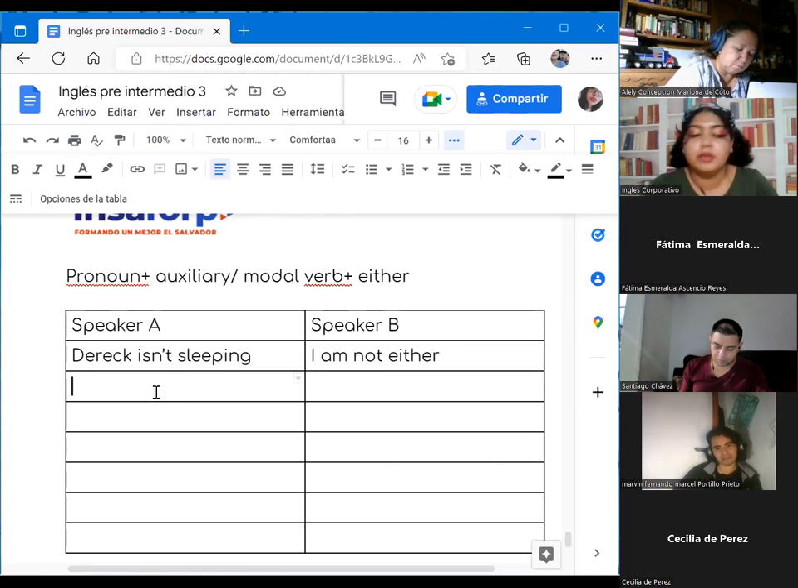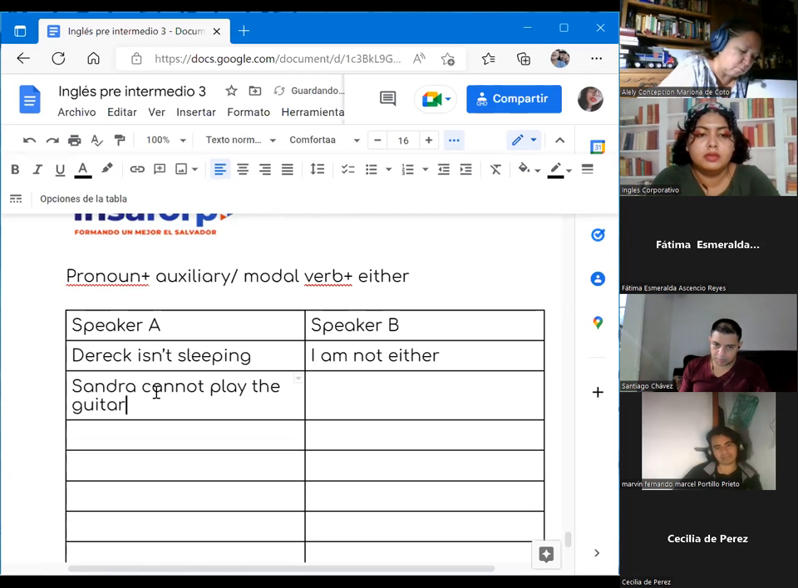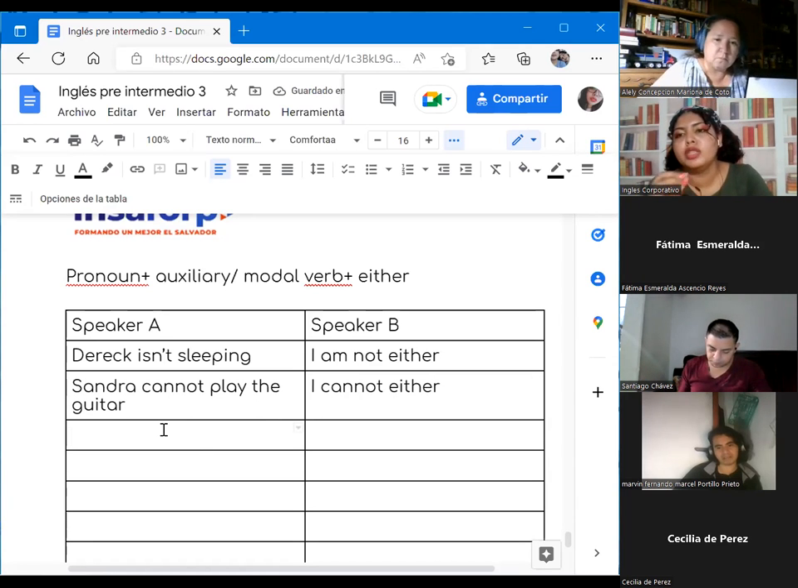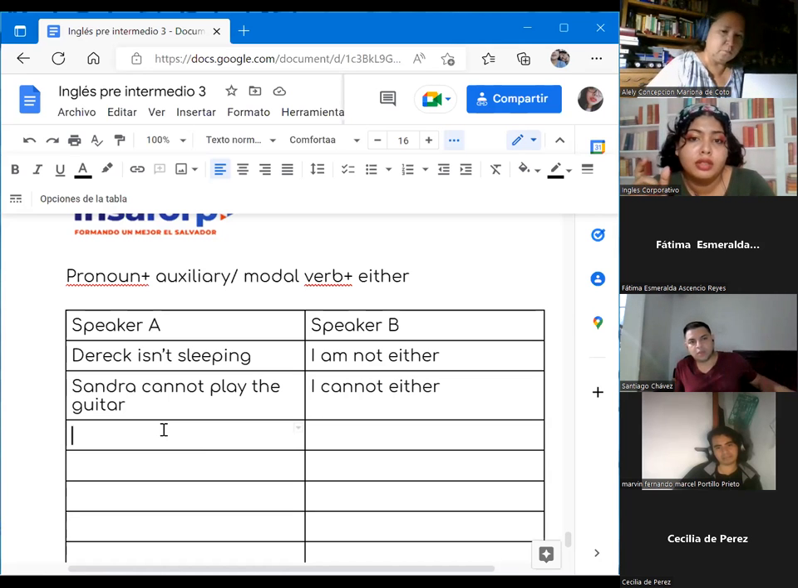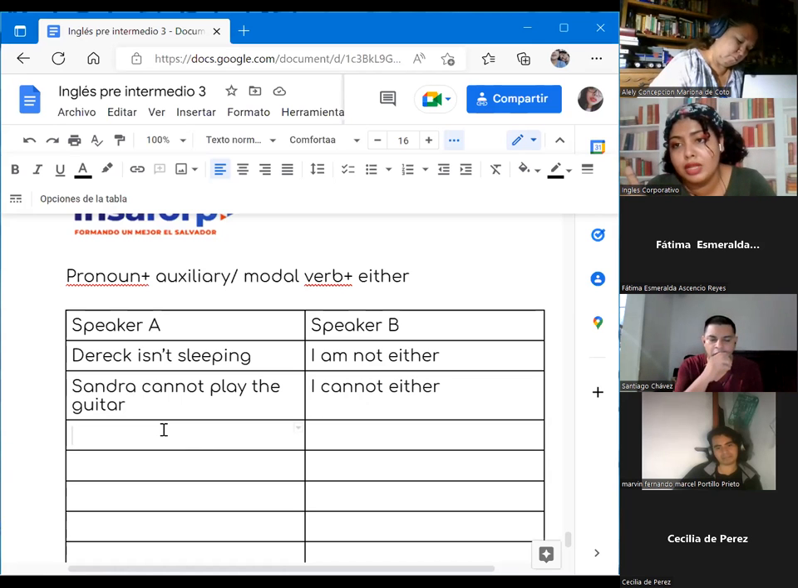Then, Sandra cannot play the guitar. And I am going to have, I cannot either. Es como estar diciendo, yo tampoco, y utilizar el to. Pero como en este caso no podemos utilizar el to, usamos el either, porque ya es una oración negativa. It's almost the same, but with a different connotation.